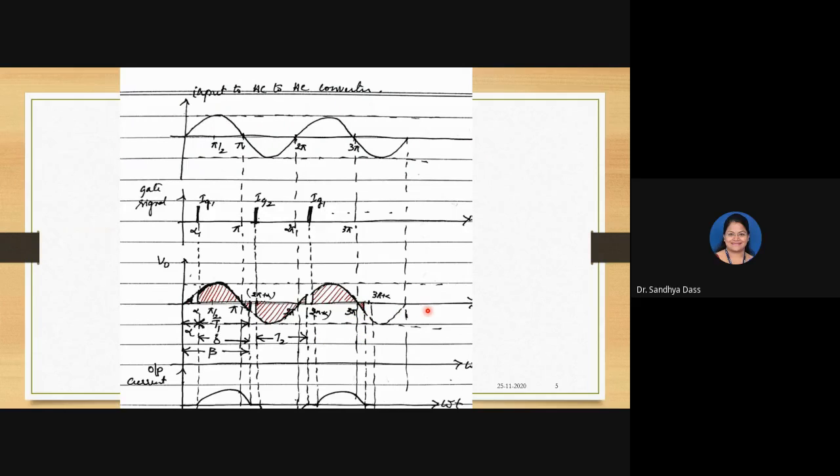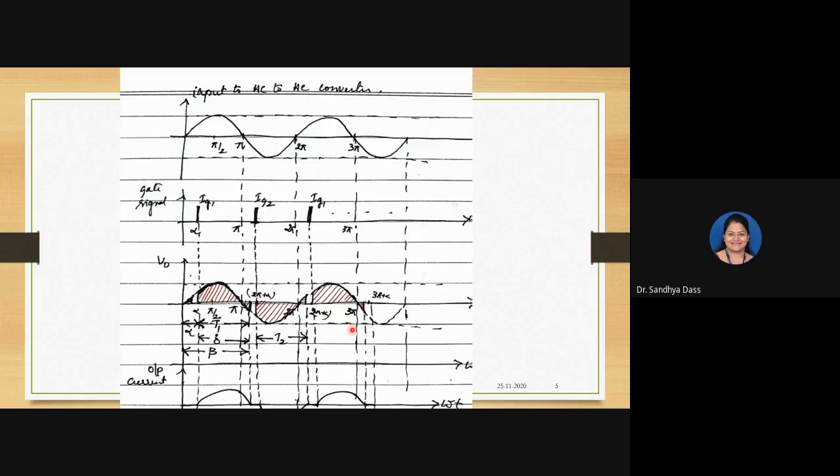So this repeats. Okay, I hope I'm able to explain it and you are able to understand how these waveforms depict the working of the single phase full wave AC to AC converter.